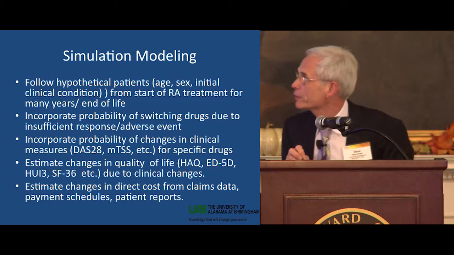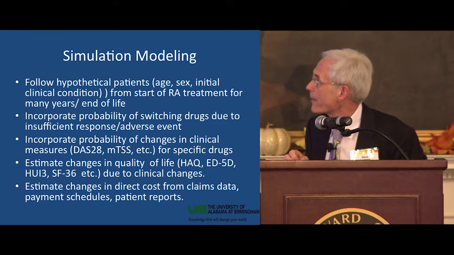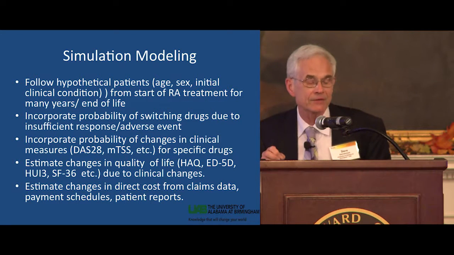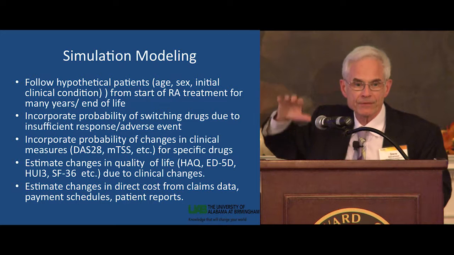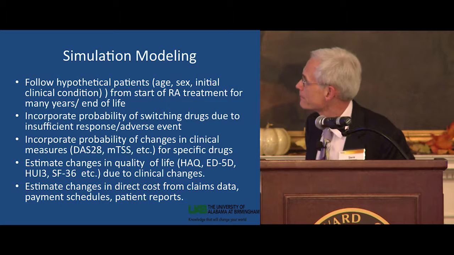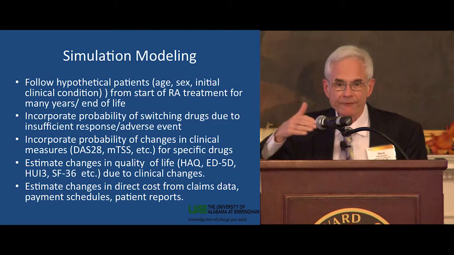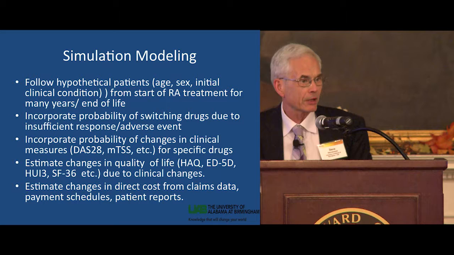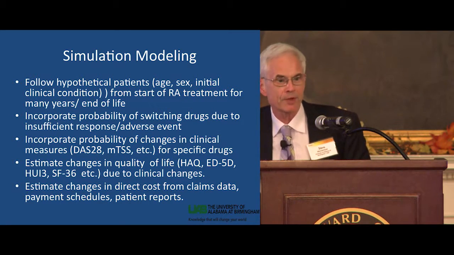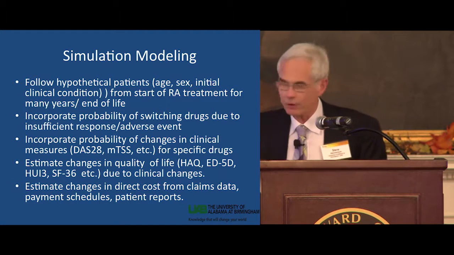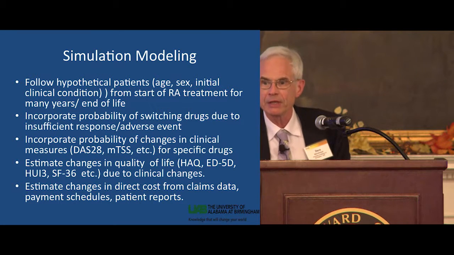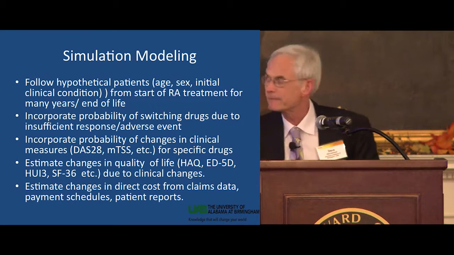In that kind of model, you incorporate what you know about the probability of switching drugs due to insufficient response, adverse events, or whatever. So you have these patients, and they're walking through either a decision tree or some model where you have an idea that after 6 months a particular drug is going to require an increase in dosage in order to remain effective. Or it's going to start winding down in terms of its effectiveness, and at that point there's an X% probability that people will start switching over to something else.